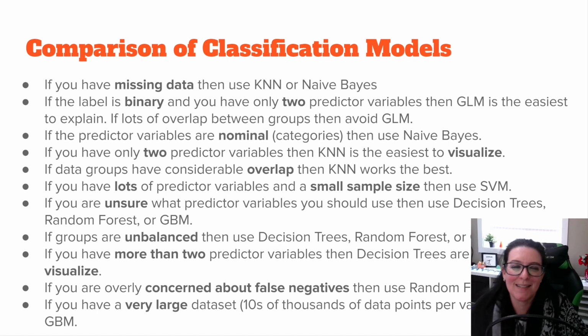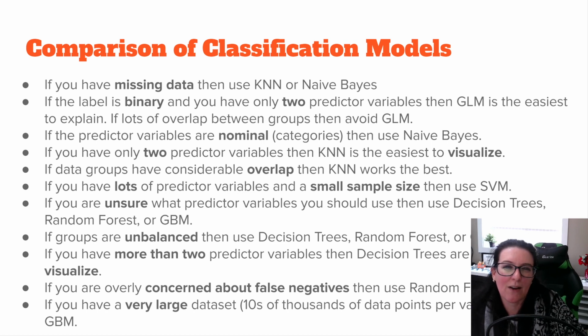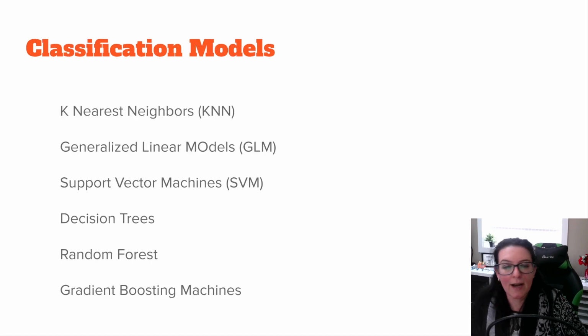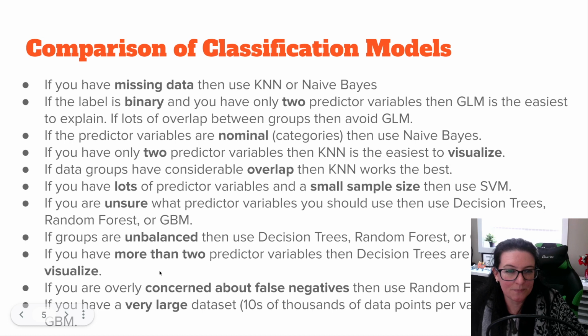If you're unsure what predictor variables you should use, so we don't know what is on that x and y axis because we have lots of variables, but we're really not sure which ones are relevant, then we can use methods like decision trees, random forest, or GBM, gradient boosting machines, to help us identify which of the variables are actually relevant.